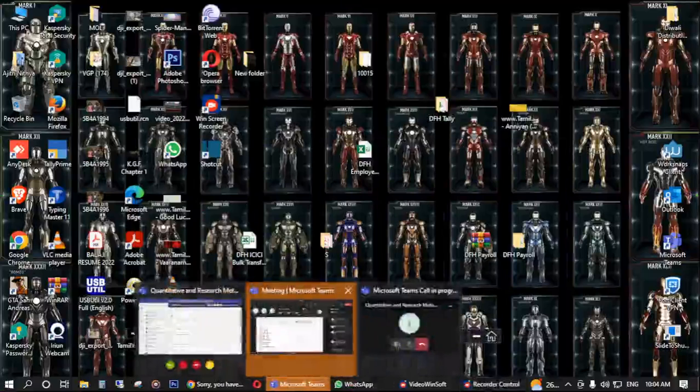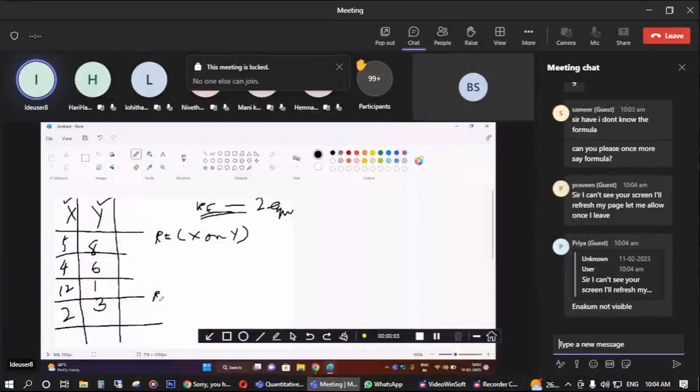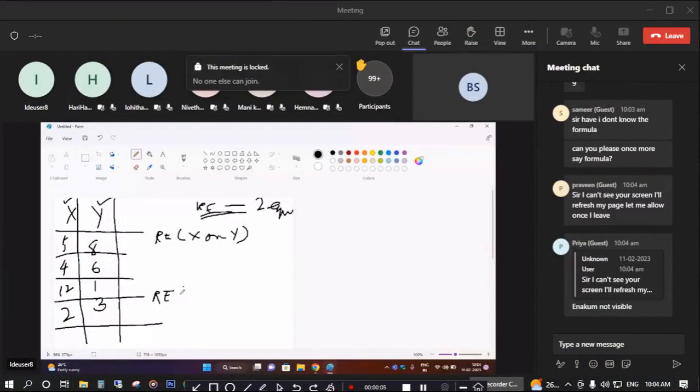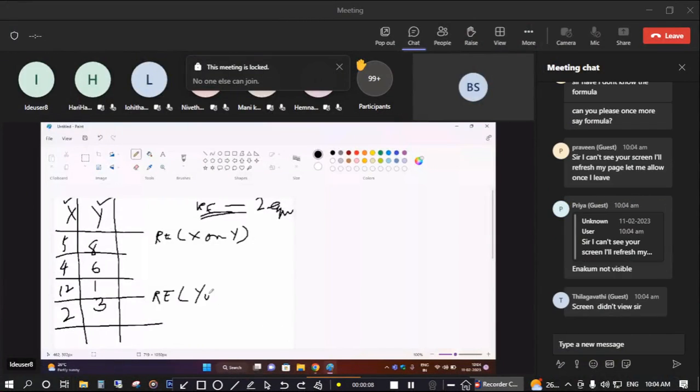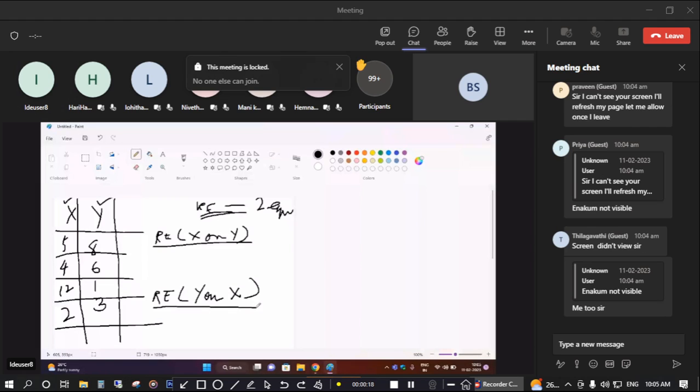Okay, this is one equation. Another equation is the regression equation of y on x. So there will be two equations. First one is the regression equation of x on y, and second one is the regression equation of y on x. You have to remember these two formulas.